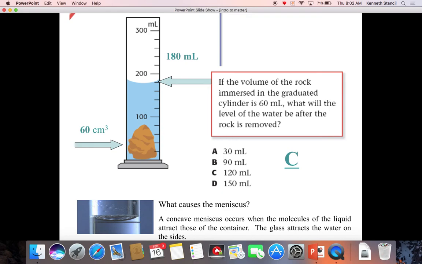Okay? A concave meniscus occurs when the molecules of the liquid attract those of the container. The glass attracts the water on the sides. The glass literally is like a magnet pulling the water, attracting it to it, and pulling it away from the center. But it can create a false reading if you don't read it right. And if you're measuring toxic chemicals and making something, a little bit can change a lot.